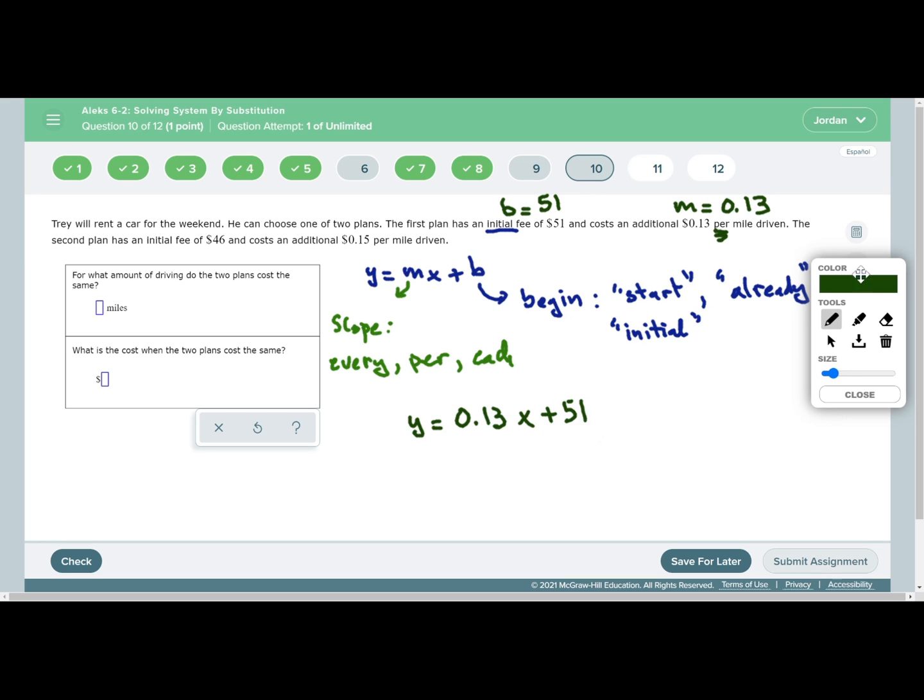Okay. The second plan has an initial fee b of 46, and costs an additional $0.15 per mile driven. So m is 0.15. So we're looking at something like this: 0.15x plus 46. Okay, and we solve it like we did. Okay, I'm about to erase this one. If you need to write it down or you want to pause the video to make sure you have enough time to think, go ahead and do so.